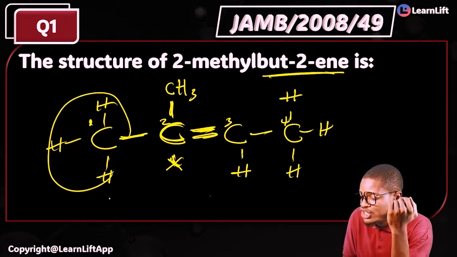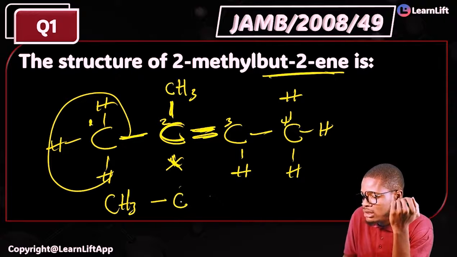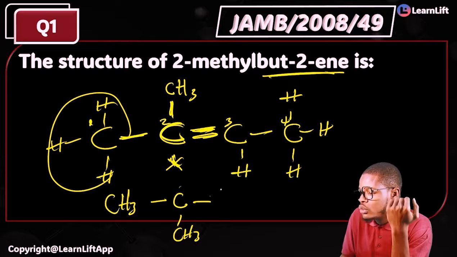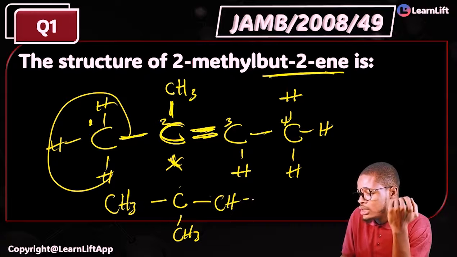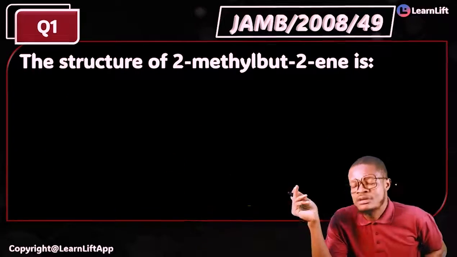The whole of this, that's your CH3. CH3 to, what do we have? C, right? So if you put the CH3 up or down, you are still correct. So what is here now? CH. Then what do we have there? CH3. This is the correct answer. You are out of there. Does it make sense? Beautiful.